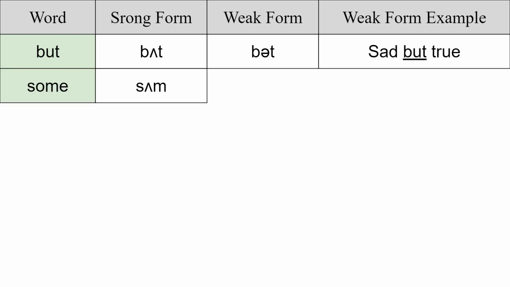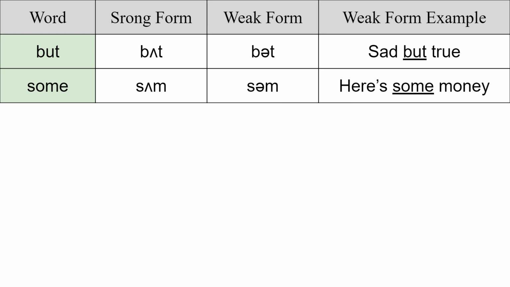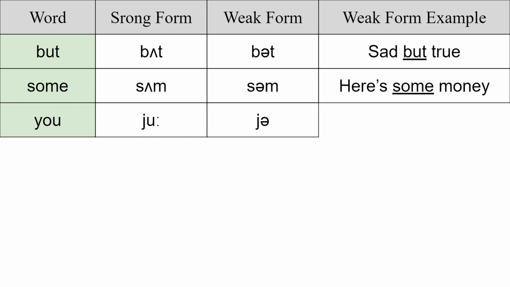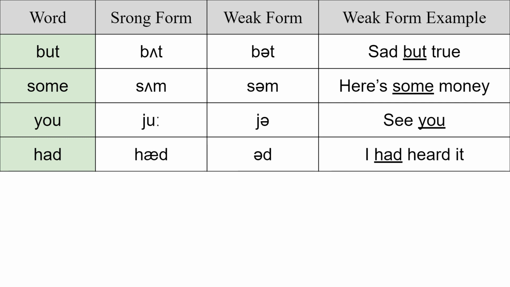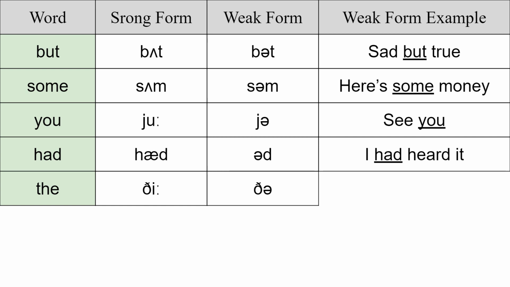Some, weak form, some. For example, here's some money. You, weak form, ya. For example, see ya. Had, weak form, it. For example, I'd heard it. The, weak form, the. For example, the dog.